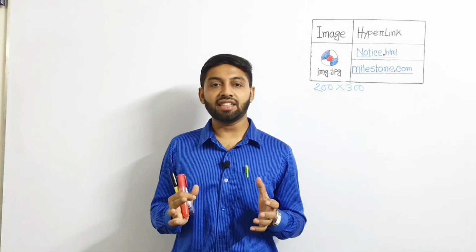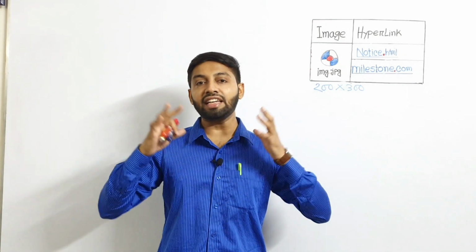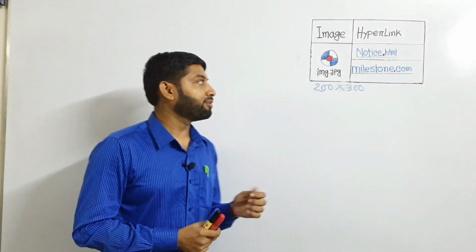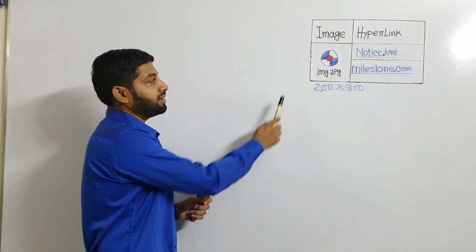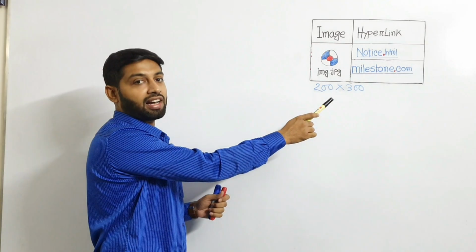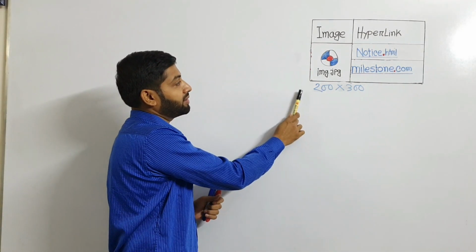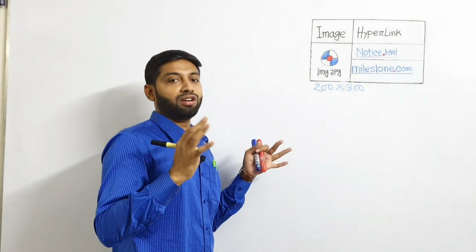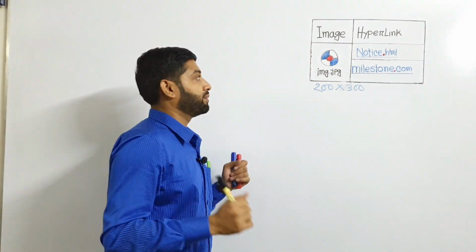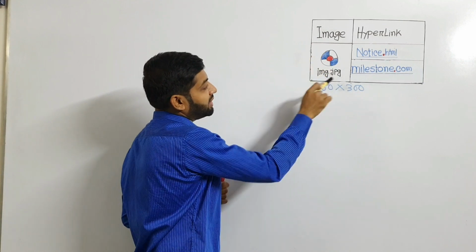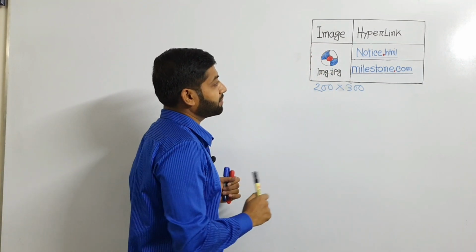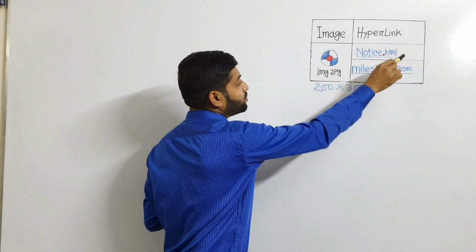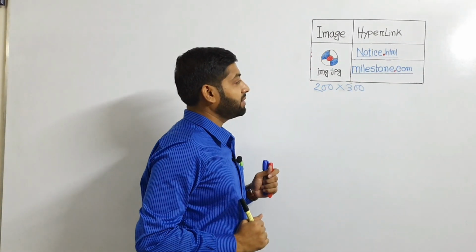So in today's lecture, I am going to introduce a very interesting topic to you all. Today I am going to create a table. You see, I make a table on my whiteboard. In this table, I have a lot of interesting topics for you. Here I add an image and I put some hyperlinks. There are two hyperlinks in my table.